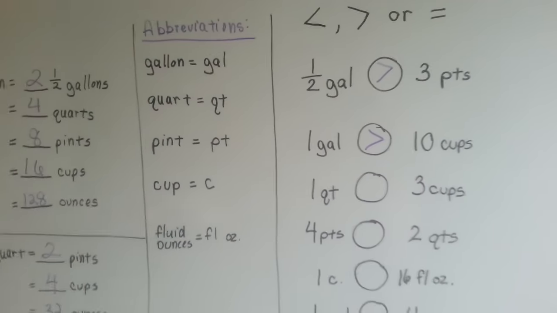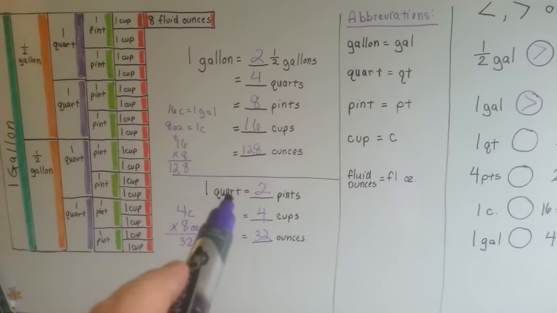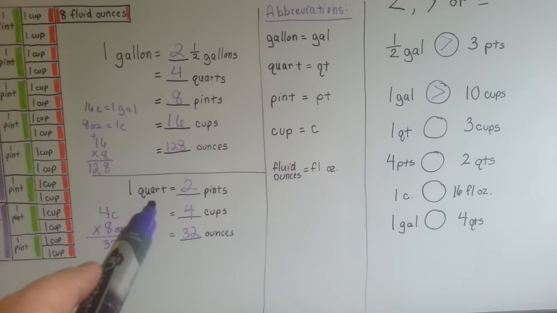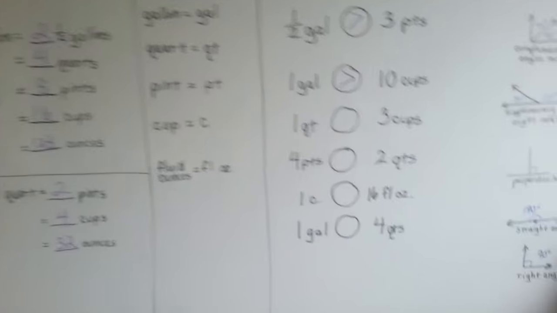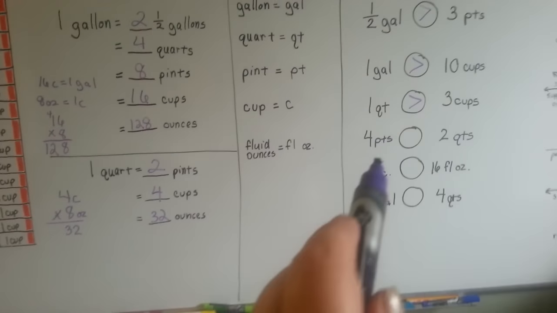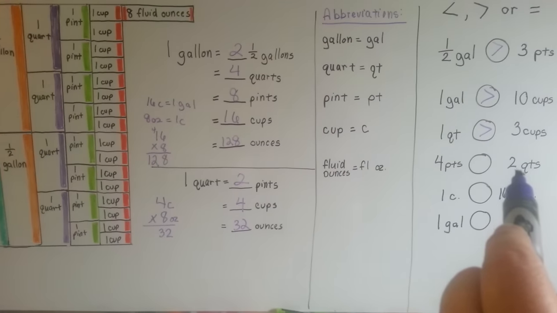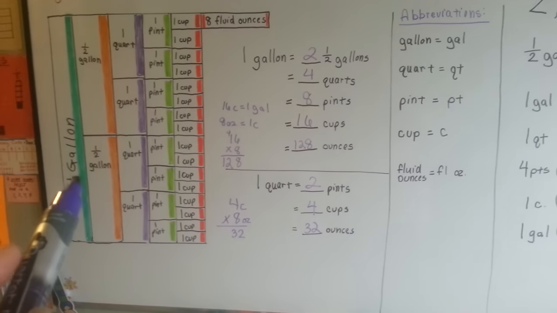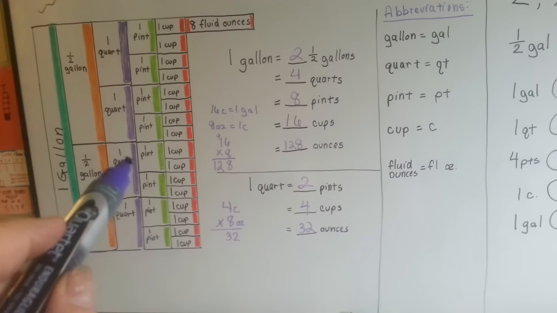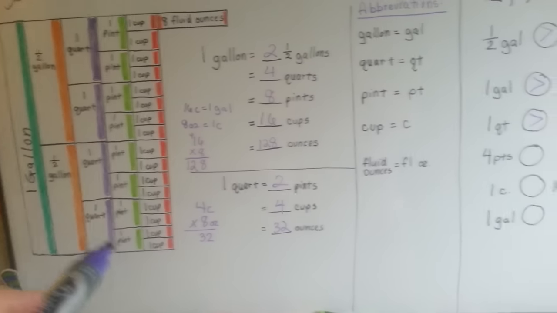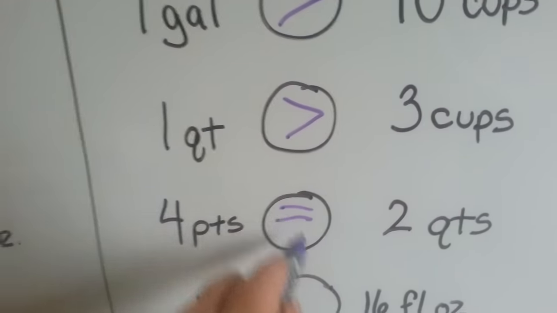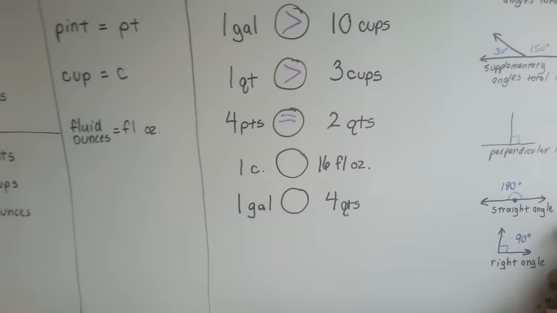What's bigger, a quart or 3 cups? 1 quart is 4 cups. So which is bigger, 1 quart or 3 cups? The 1 quart, right? Because it's got 1 cup more. Which is bigger, 4 pints or 2 quarts? Well, here's a quart and here's a quart. How many pints are in these 2 quarts together? 1, 2, 3, 4. Look at that. It's equal. There's 4 pints in 2 quarts, so they're equal.